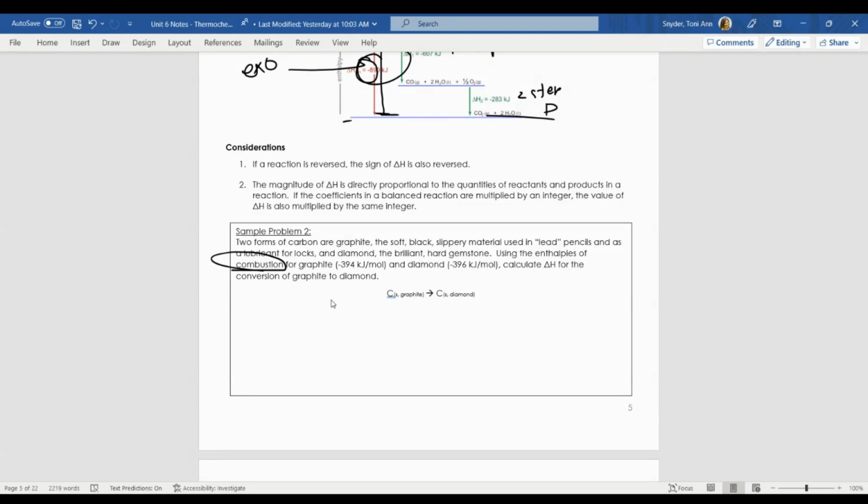So we're trying to show what's the reaction when each of these reacts with oxygen. So I'm going to write my combustion reactions first. So I have C, and we're going to start off with graphite first. When graphite undergoes combustion, which means it combines with oxygen, it produces CO2. And this particular reaction for graphite has a delta H of negative 394 kilojoules per mole.